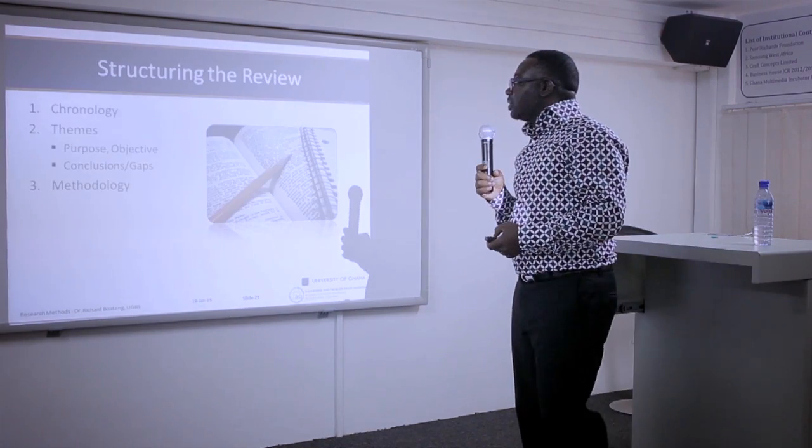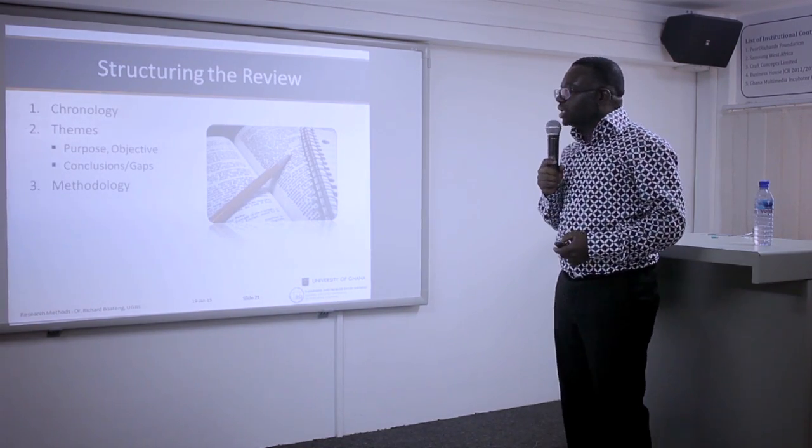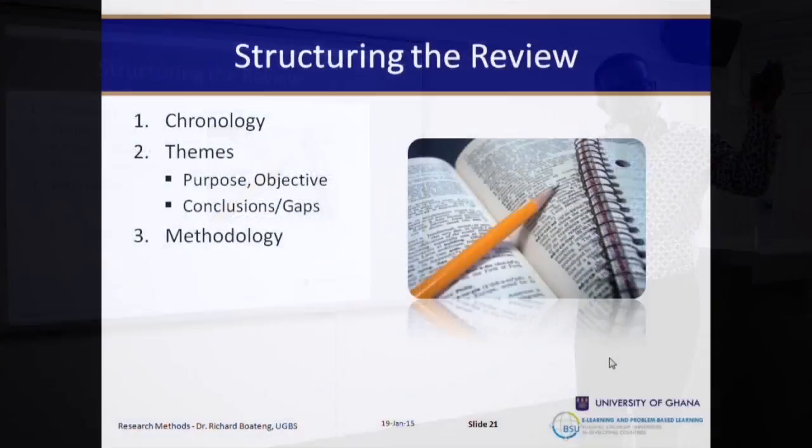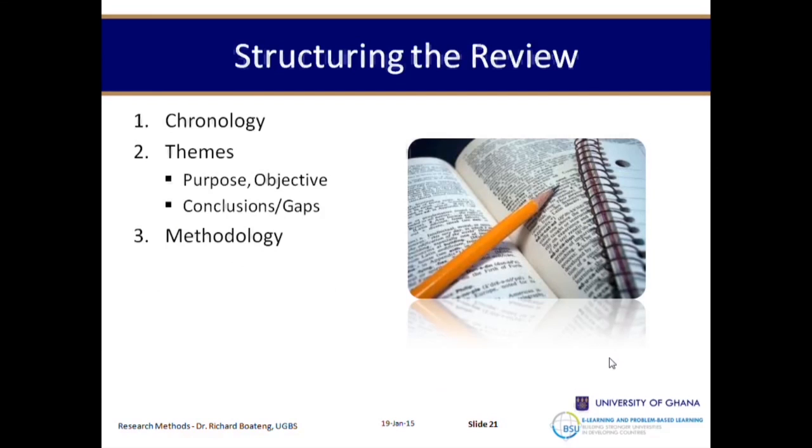Okay. Now, there are different ways of structuring a review. You can use chronological, where you look at time, because you have downloaded literature. You can look at papers that were published on the topic in the 1990s, then 2001 to 2005, maybe 2006 to 2010, and then 2011 to 2015. So that could be one way you could do it.